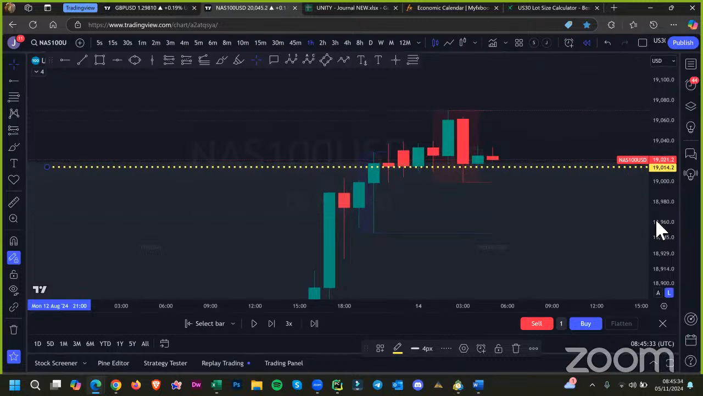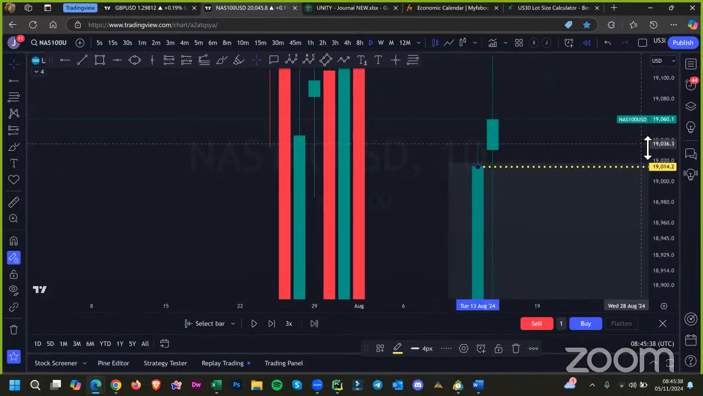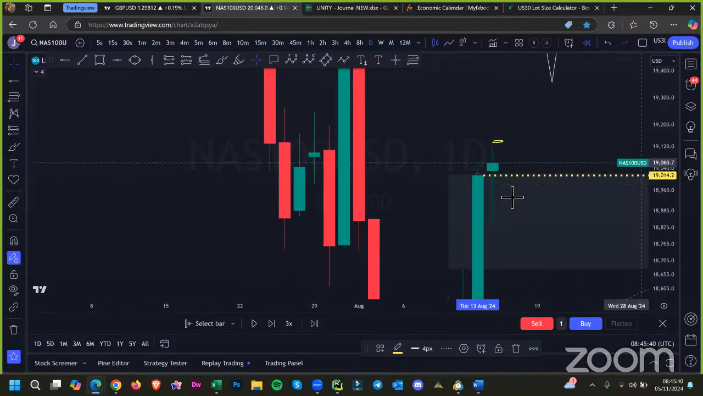But we understand that because previously, let's go back to the daily, that big green candle left this big imbalance here, this gray box. We understand that the markets don't like inefficiencies and it might want to come in here and close it.